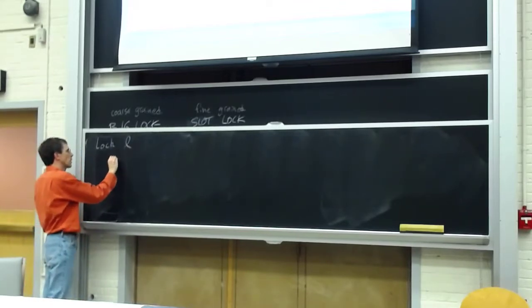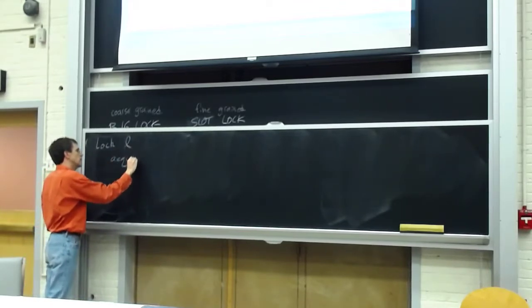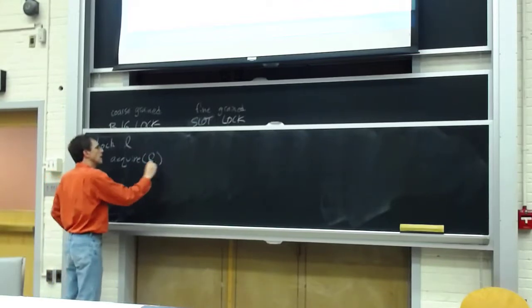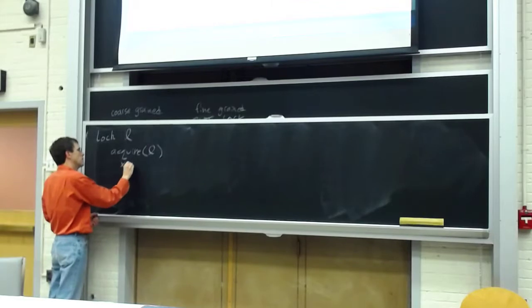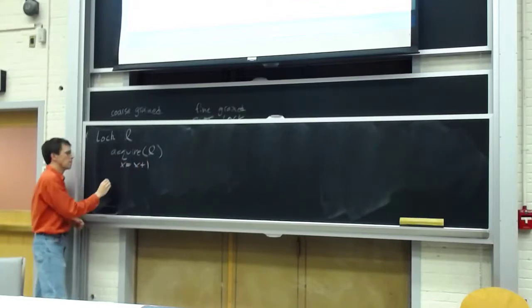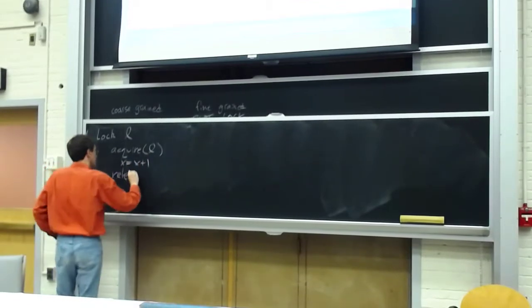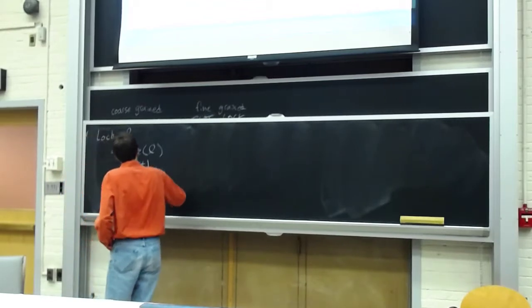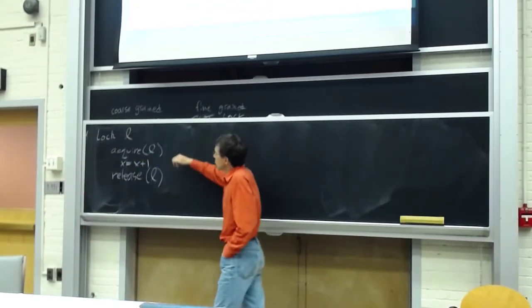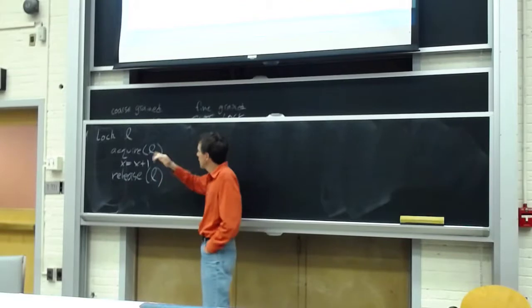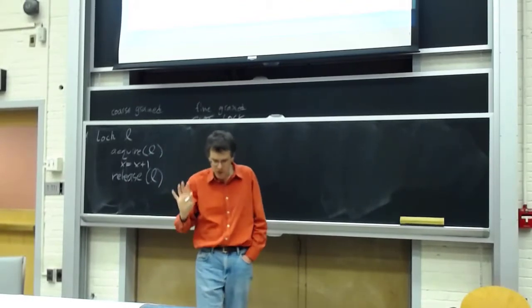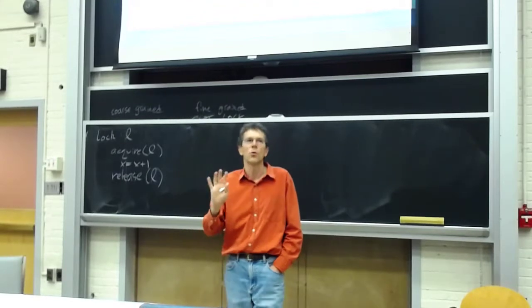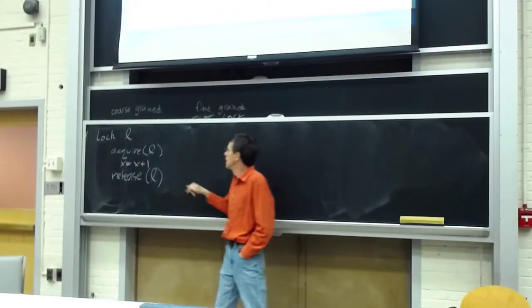And then code can call acquire(L), modify whatever it's going to modify, let's say increment a counter, and then call release. Just to make sure we're all on the same page, the implementation of acquire and release has to make sure that only one thread or one core can ever hold the lock at a time.